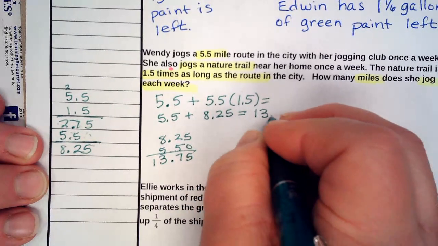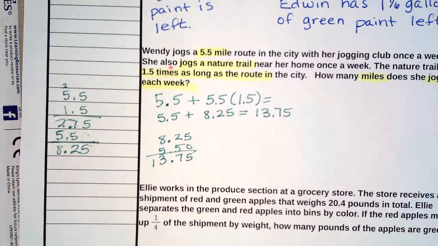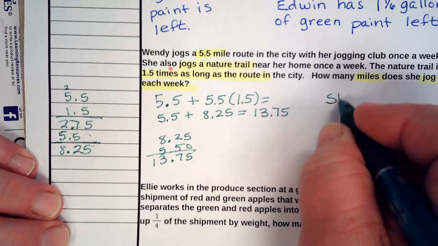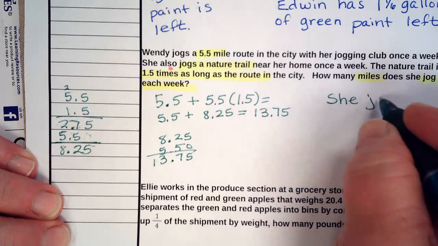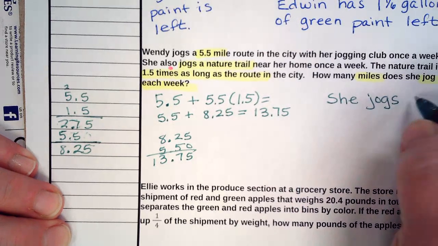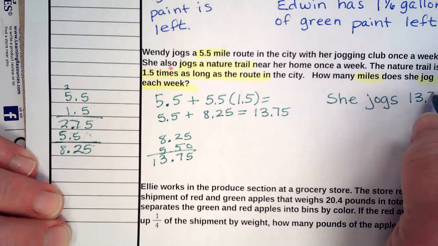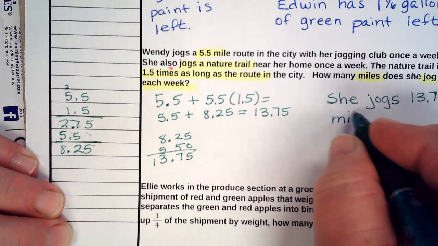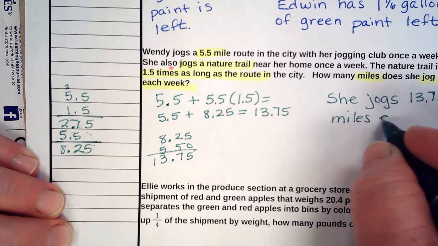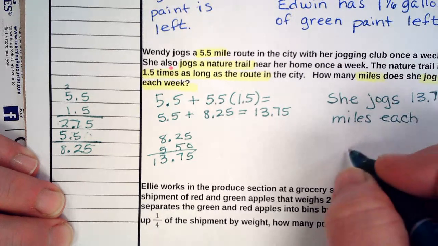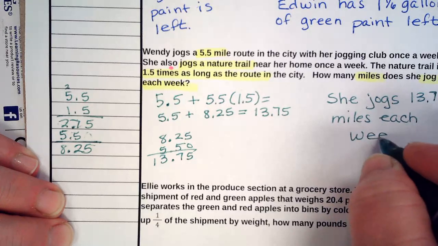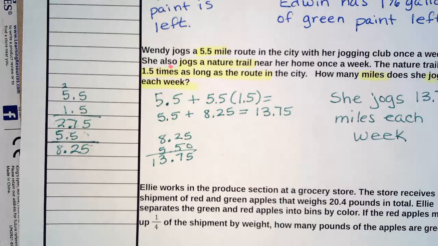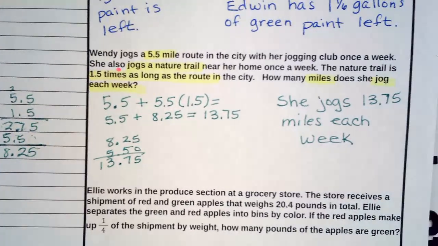So I get 13.75. What does it mean? It means she jogs 13 3/4 miles each week. Okay, bring that over so you can see it better.